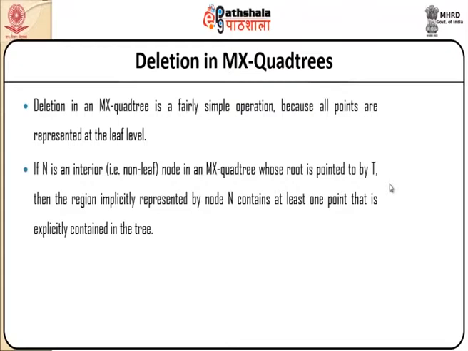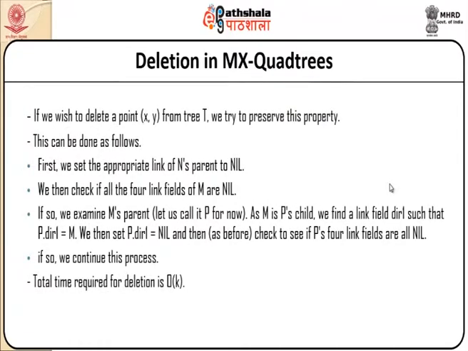Deleting in an MX quadtree is a fairly simple operation because all points are represented at the leaf level itself. So, if n is an interior, that is a non-leaf node in the MX quadtree whose root is pointed to by T, then the region implicitly represented by the node n contains at least one point that is explicitly contained in the actual tree. If we wish to delete a point x comma y from tree T, we try to preserve this property. This can be done as follows.